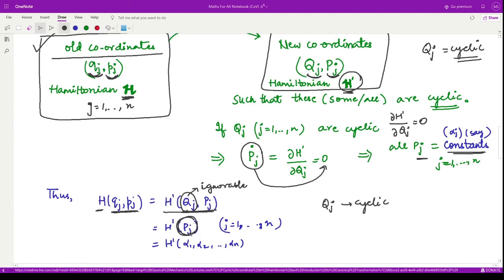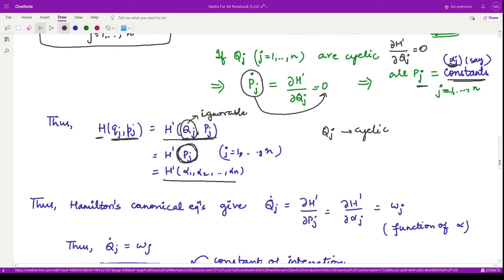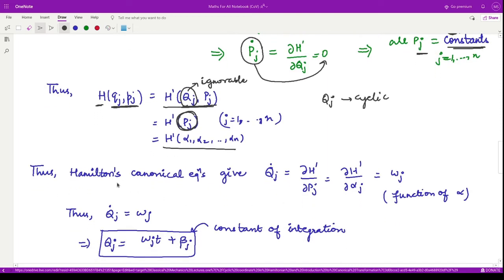And moreover, what are these generalized momenta? They are some constants, and we have labeled them as alpha 1. So that means the new Hamiltonian h dash now depends upon alpha 1, alpha 2 up to alpha n. So this is the change in the corresponding Hamiltonian. So basically the new Hamiltonian's canonical equations give you the solution in this newer set of coordinates, and the solution would be Qj dot, which would simply be equal to del h dash by del capital Pj, right?